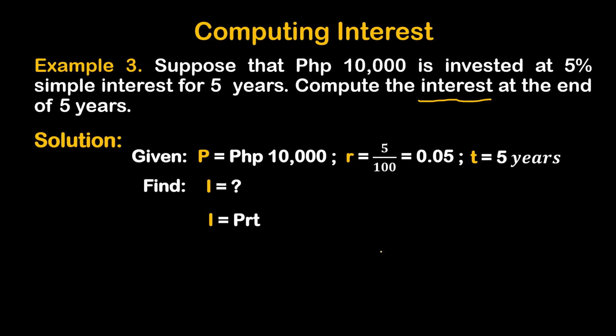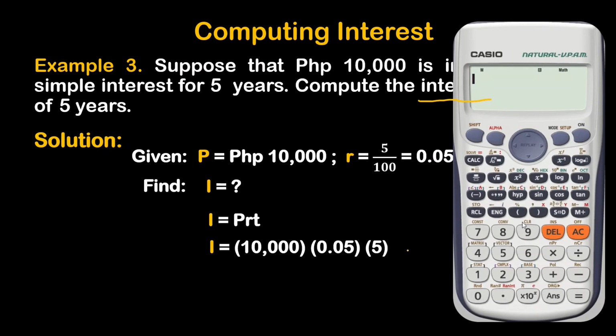So gagawin lang natin is i-plug in lang natin ang ating mga values or mga given values sa ating problem. So value ng P natin is equal to 10,000 pesos. Then value ng R natin is 0.05. Then value ng T natin is equal to 5. So ang gagawin lang natin dito is i-plug in lang natin to sa ating calculator. That is equal to, of course, 10,000 pesos times 0.05.